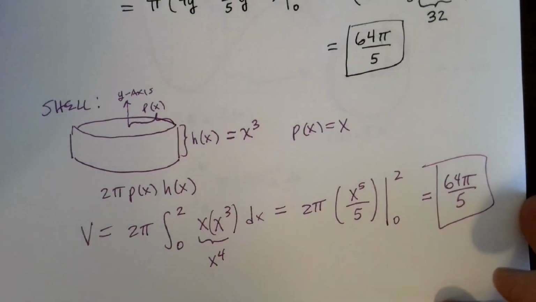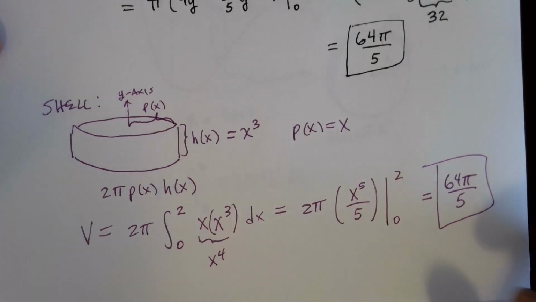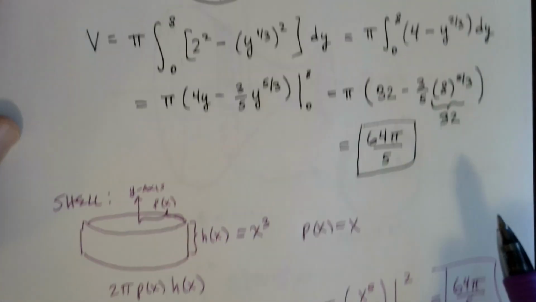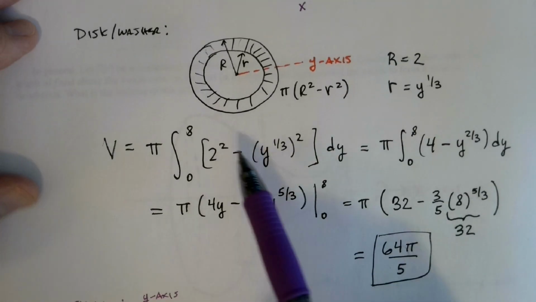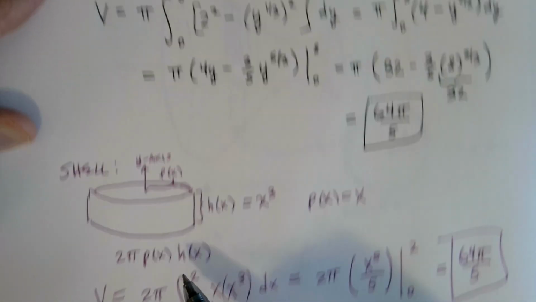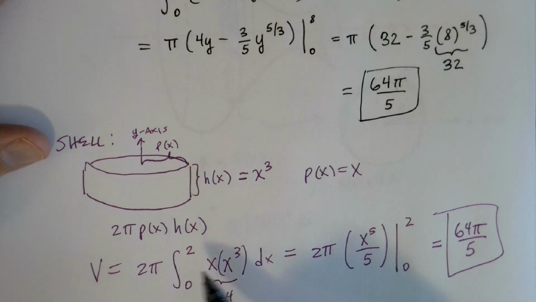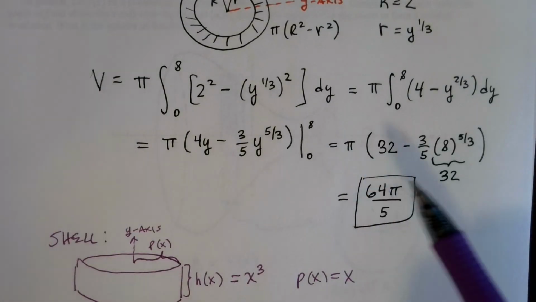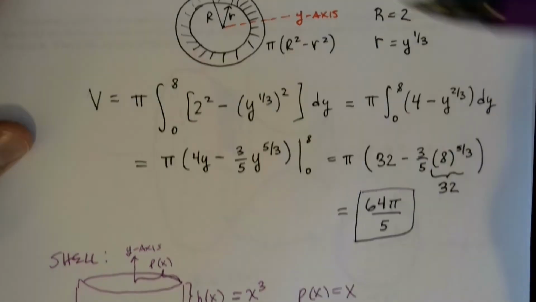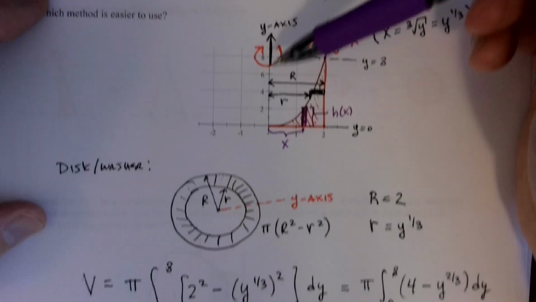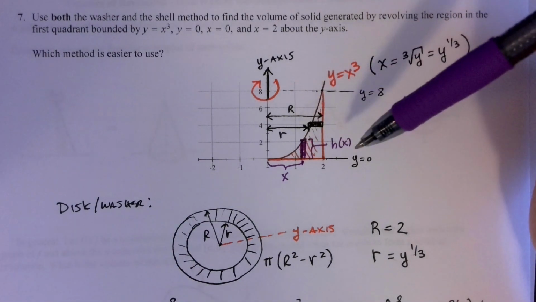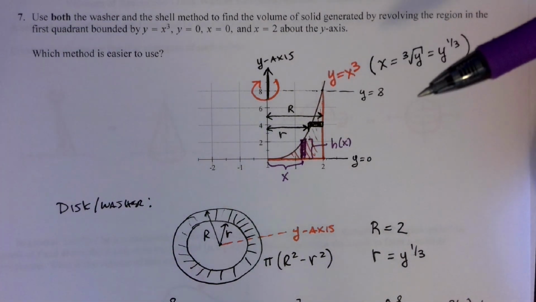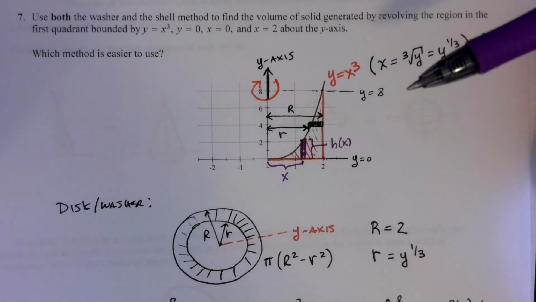So which method do you prefer? You might feel that setting up the washer method may be easier for you to set up the integral, and you're a little confused on how to get the shell method, but it's not too much more challenging. I think you just have to do some more examples and try. Certainly the integration seems to be a lot easier for the shell method compared to the disk washer method. Okay, so it depends on the region. Sometimes one method is preferable to the other. Other times either method is equally valid to be used in a situation.